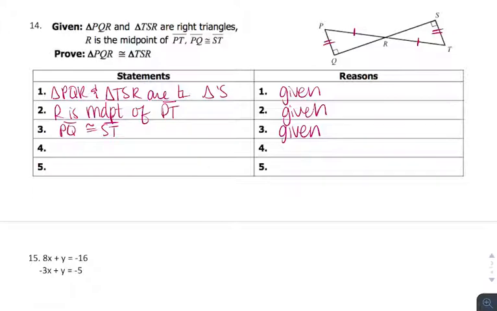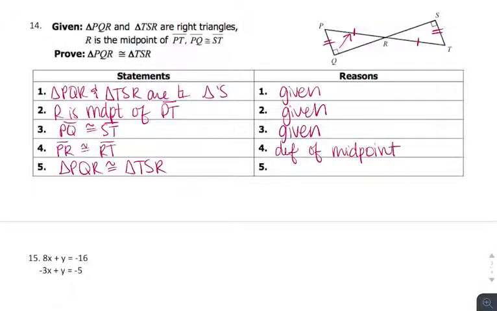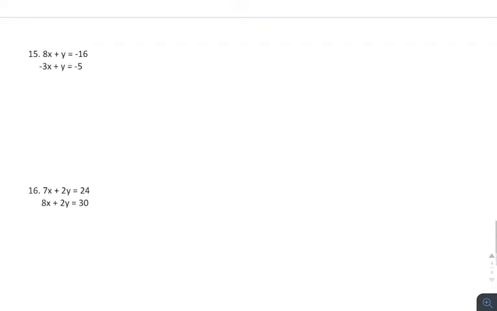So knowing that we have a midpoint, we have to state which parts are congruent. So PR is congruent to RT by the definition of midpoint. Once we've done that, we have a right angle. Across from our right angle is our hypotenuse, so we have that hypotenuse. Then we have another side of our triangle, which is our leg. So that means we have proved that triangle PQR is congruent to TSR by HL. All right, moving on to the rest.